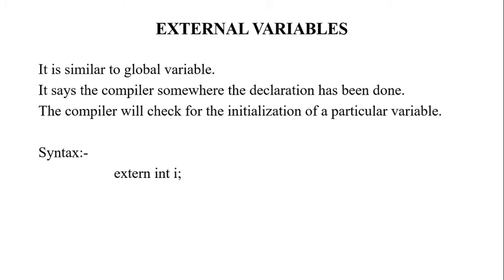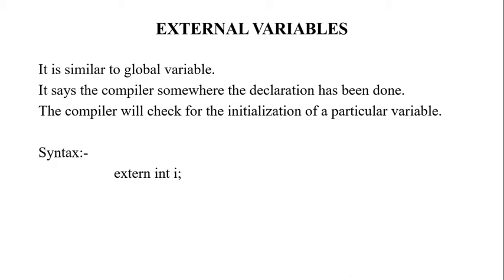So what is an external variable? An external variable is the same as a global variable. It tells the compiler that somewhere the declaration has been done, and the compiler will check for the initialization of a particular variable. The syntax of the external variable is that we can give the keyword extern int I. So I is an external variable or global variable. That means we can access the global variable in any function in a program.